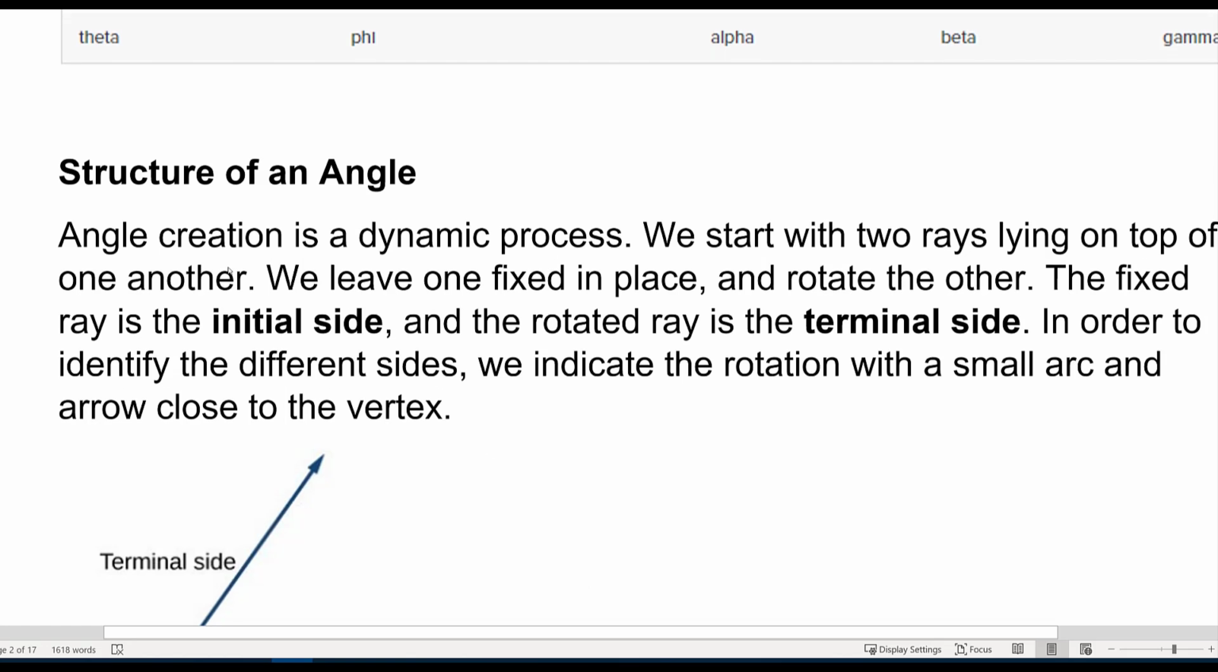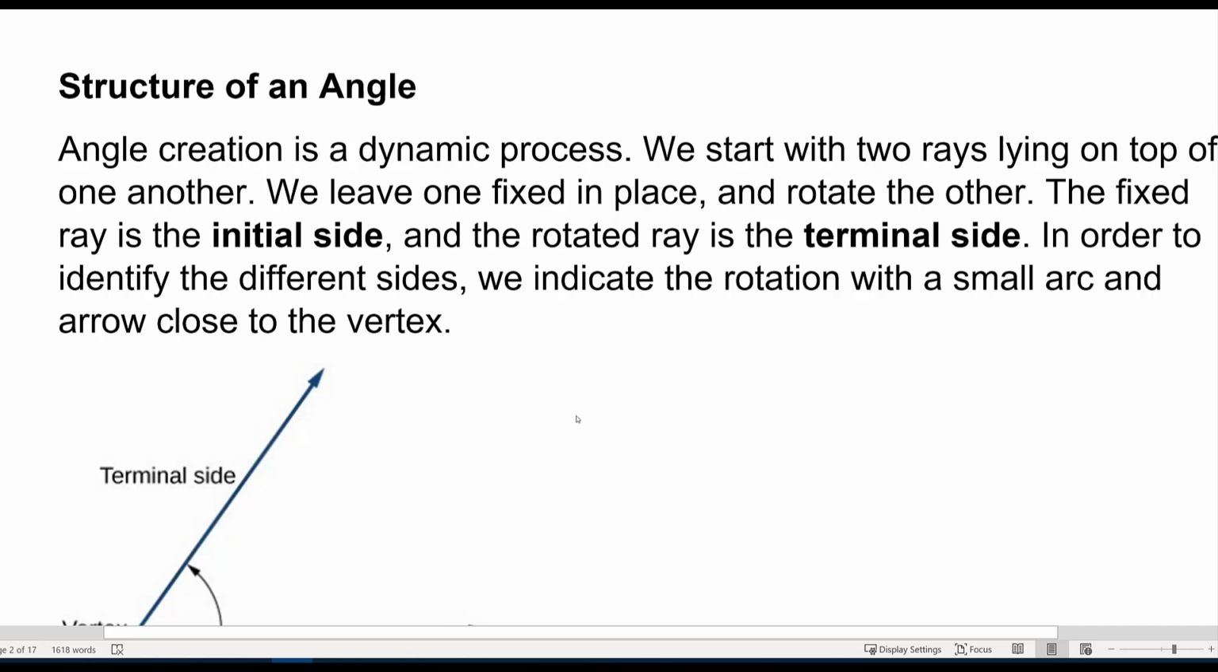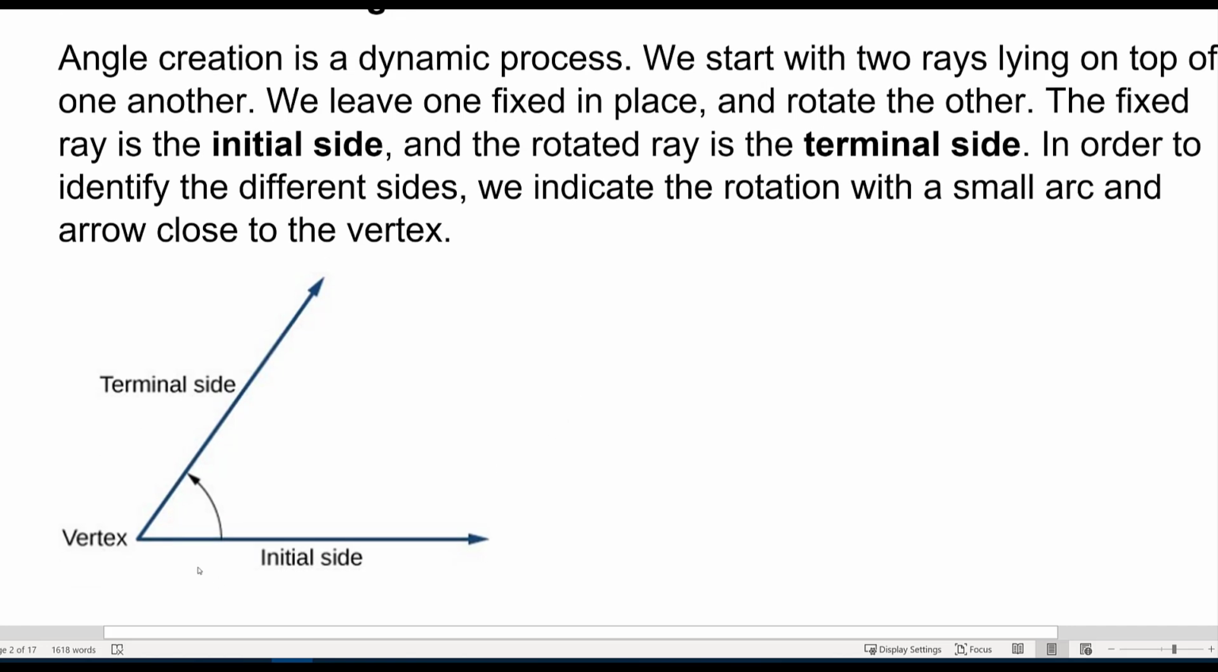So, the structure of an angle. Angle creation is a dynamic process. We start with two rays lying on top of one another. We leave one fixed in place and rotate the other. The fixed ray is called the initial side, and the rotated ray is called the terminal side. In order to identify the different sides, we indicate the rotation with a small arc and an arrow. So we have the initial side here, and it goes to the terminal side with our vertex.